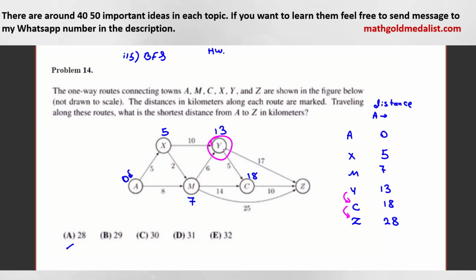How did we reach Y? 6 plus 7, 13, from M. How did we reach M? 5 plus 2, 7, from X and from A. So the path is this pink path. This one, then M, after M Y, after Y C, and after C 10. 5 plus 2, 7, plus 6, 13, plus 5, 18, plus 10, 28.